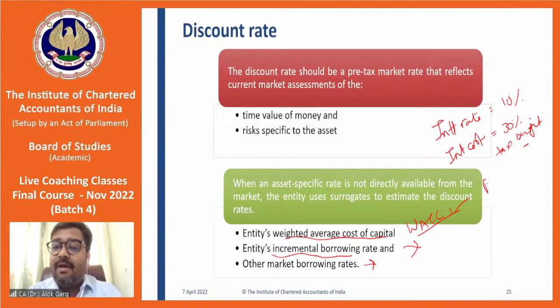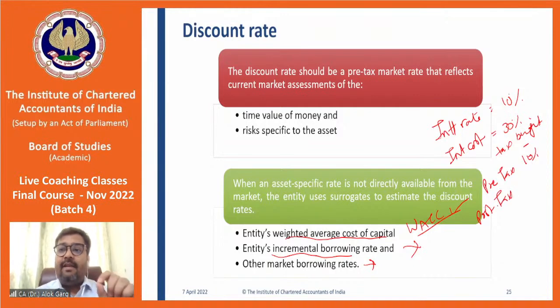So what is my pre-tax rate? My pre-tax rate is 10%. What is my post-tax rate? If I spend interest cost, of course, it is a tax deductible expense and I will get a benefit of interest expenses, right? So friends, pre-tax rate is 10%, but post-tax rate is 7%. If you have a 30% tax benefit, it will be 7%.